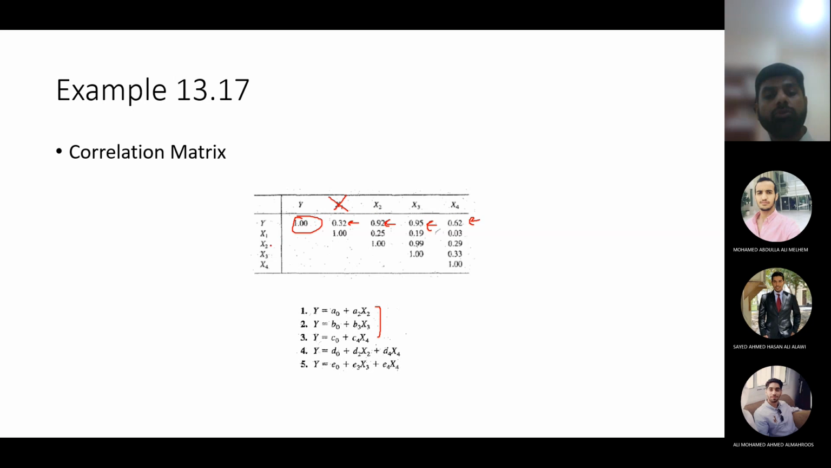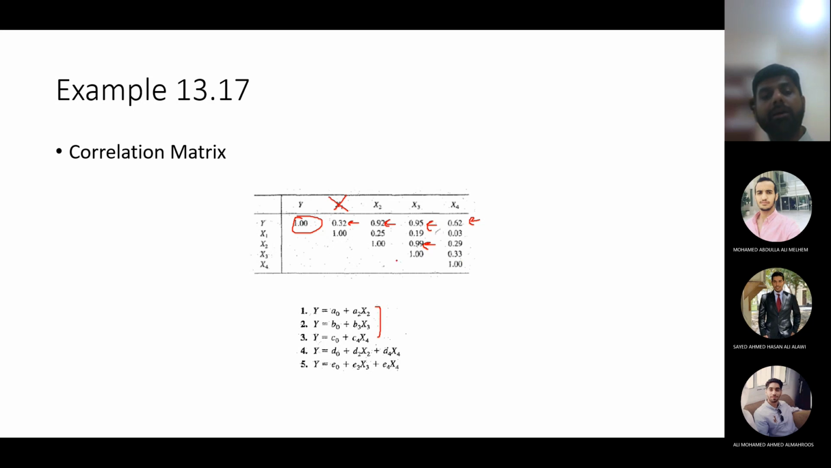So x2, is x2 highly correlated with x3 and x4? Yes, it is highly correlated with x3. So x2 and x3 cannot come in the same equation. So if you want a multiple linear regression, and you want to include multiple x parameters, you can include x2 and x4, or you can include x3 and x4.